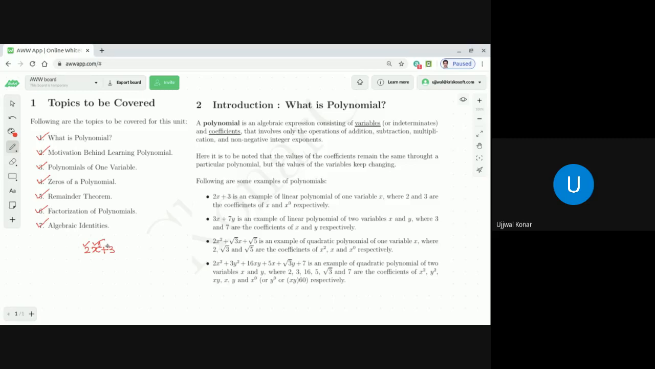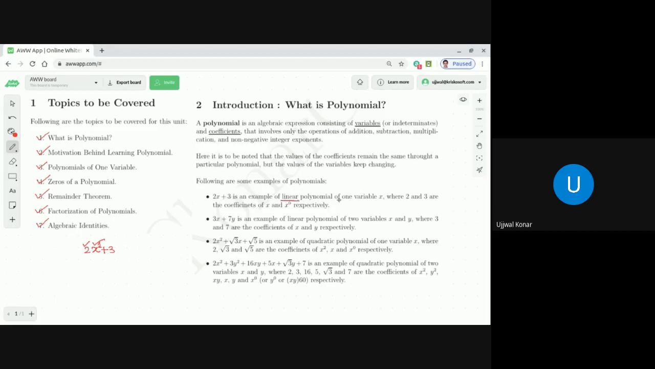We need to note one point: the values of the coefficients remain the same throughout a particular polynomial, but the values of the variables keep changing. We will see all these things. Now, let us take some more examples. 2x plus 3 is an example of a linear polynomial. Why linear? That will come after some time.